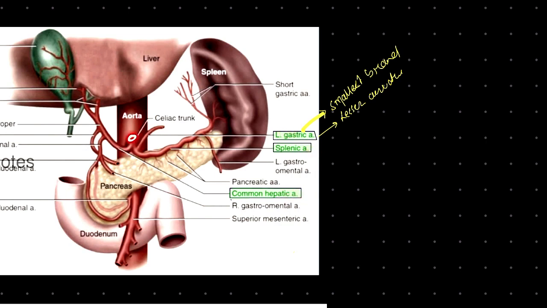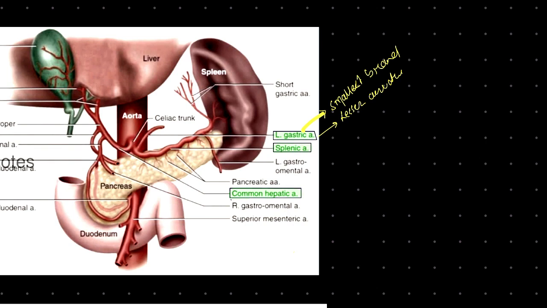As you can see, this is our celiac trunk. Here you can see our left gastric artery. Here we can see our splenic artery, and this is our common hepatic artery. So these are the three branches of our celiac trunk. Now let us move towards the celiac artery.